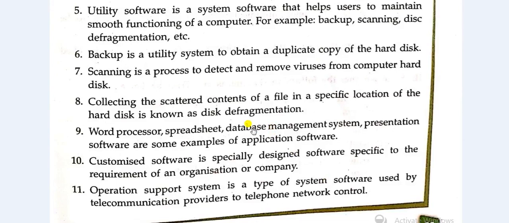So today we have discussed application software, where we saw special purpose application software and general purpose application software. So student, what are the examples of application software? Word processor, spreadsheet, database management system, presentation software are some examples of application software. Now, what is customized software? Customized software is specially designed software specific to the requirements of an organization or company. Understood? I hope it is clear to you.